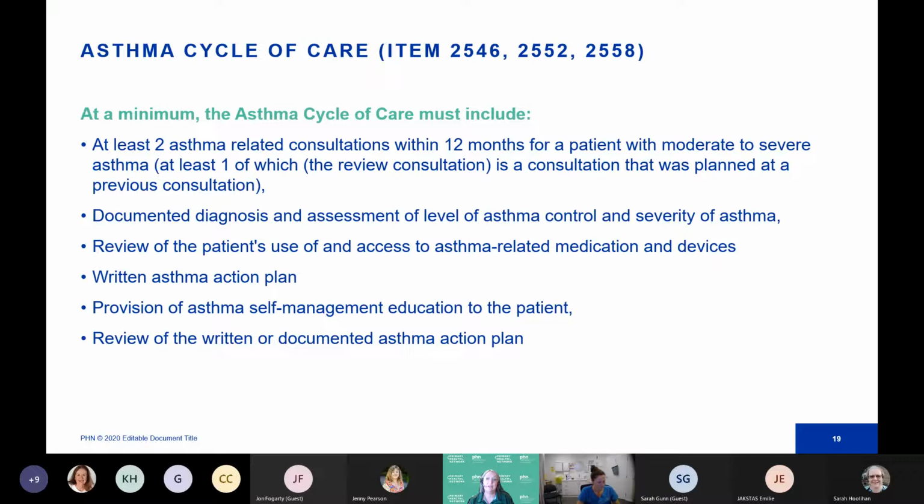These visits will include documenting diagnosis and assessment of asthma severity and the level of asthma control, review of the patient's use of and access to asthma-related medications and devices, and providing a written asthma action plan or documented alternative if the patient is unable to use a written action plan, and providing asthma self-management education and reviewing the written or documented asthma action plan.